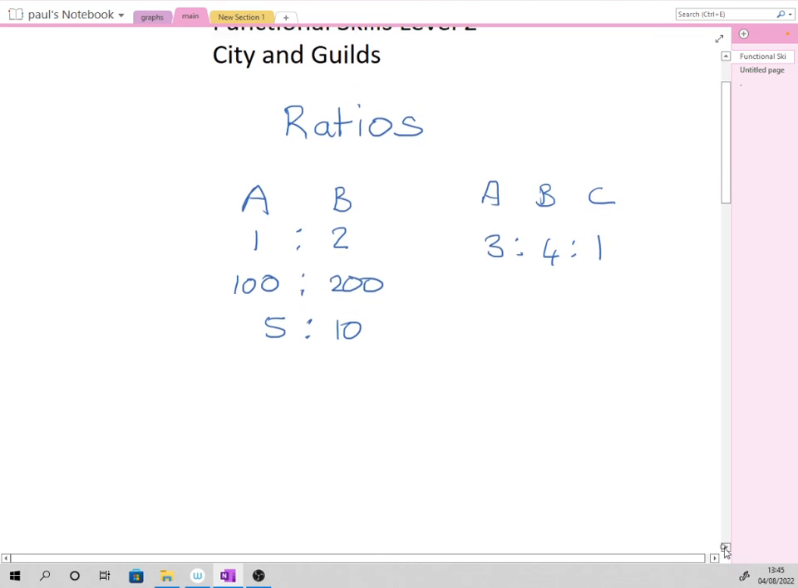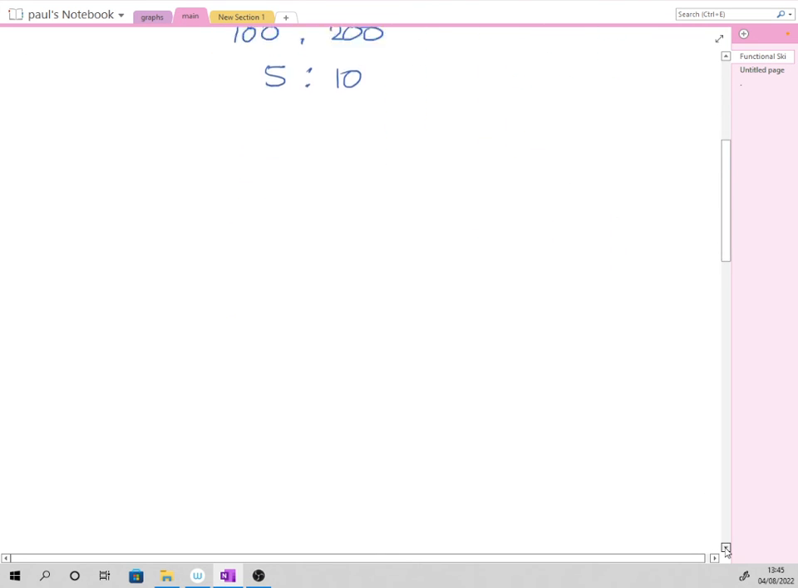So the first thing we're going to do is share a total amount, say £500. We're going to share it between A and B in the ratio of, I don't know, 2 to 3. So every £2 A gets, B will get £3. Now this is the way we do this.